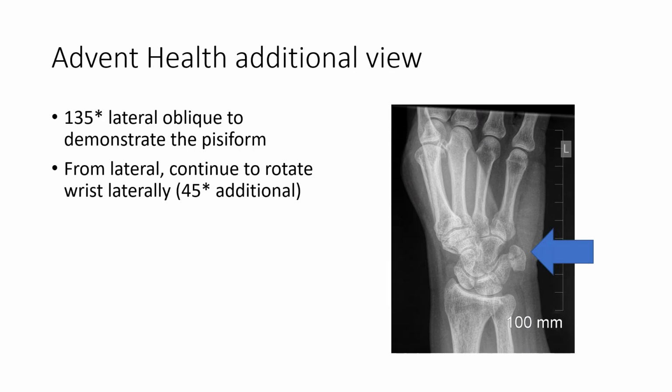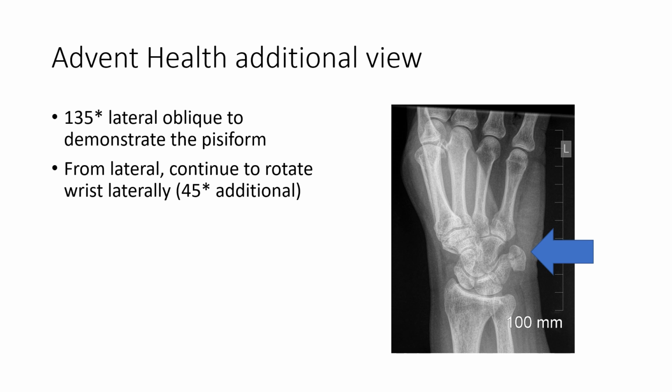This is the Advent Health additional view. Now, this is not in your book. This was a separate handout that I gave you. There is no real name that I can seem to find for them to call this. So basically, when we were in a lateral, we were at 90 degrees. And this actually rotates the hand and the wrist back 45 more degrees. So we have begun to call this the 135-degree lateral oblique, and it is done to demonstrate the pisiform.